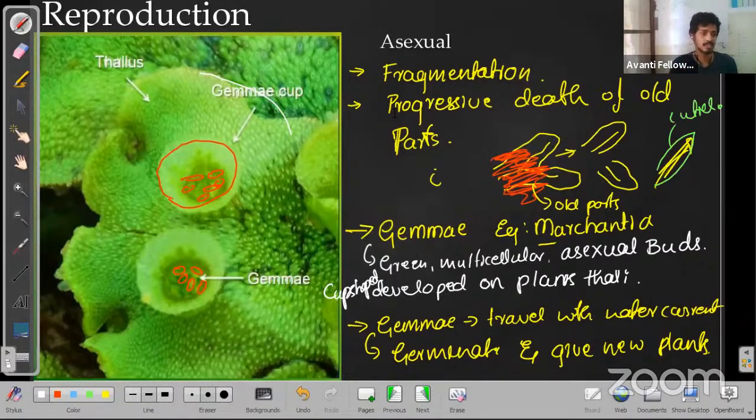What is the reason for that? They have an extra layer on that, right? Cuticle is like that only. It's a waxy layer.